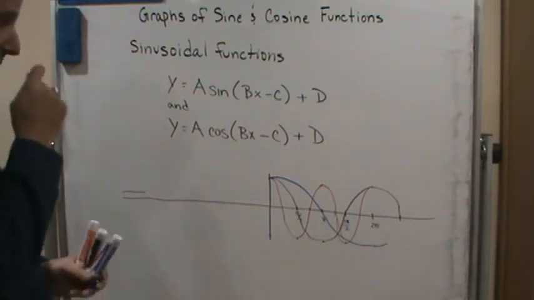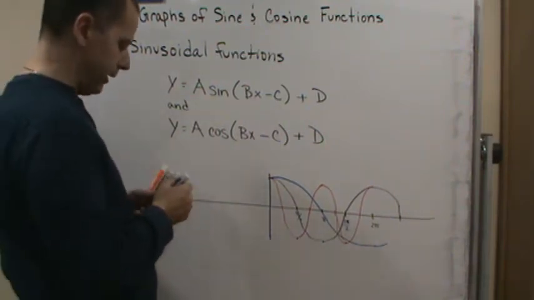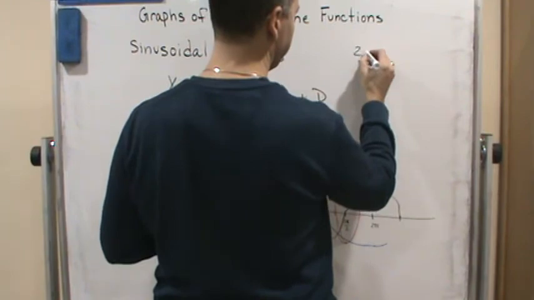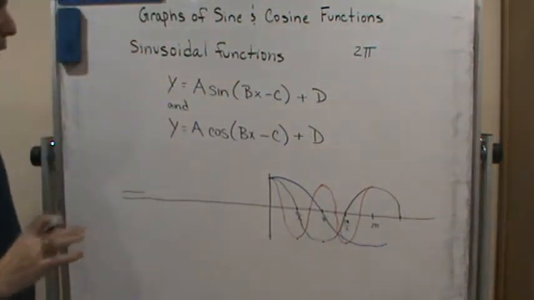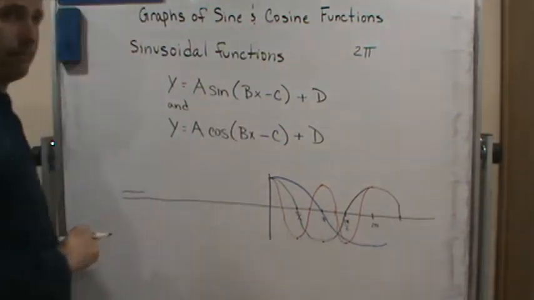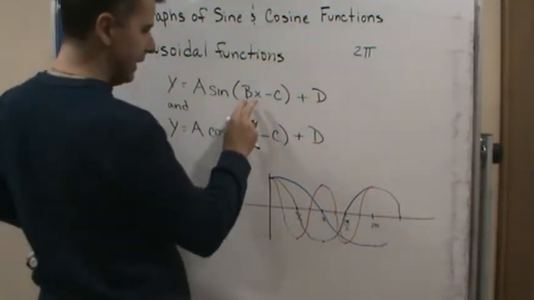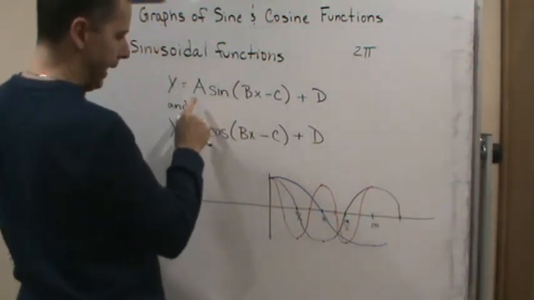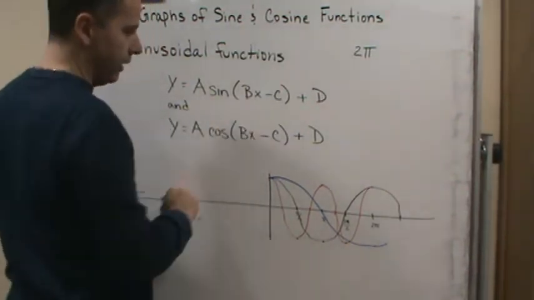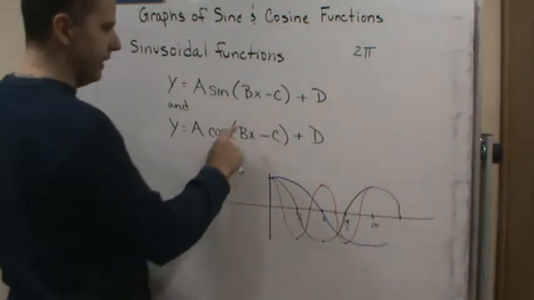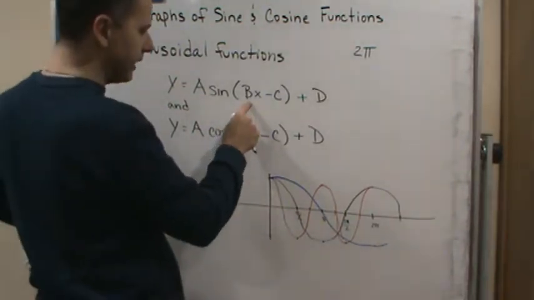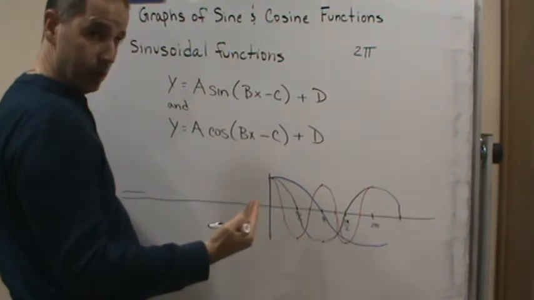Now the period. We know the period of sine x and cosine x is 2 pi, right? What affects the period is going to be B. B affects the period because it's inside the function. Now A affects what we call the amplitude. We'll talk about that later. But B, which is a factor being multiplied by x, what does this affect? Well, think about it. This affects the horizontal, right?